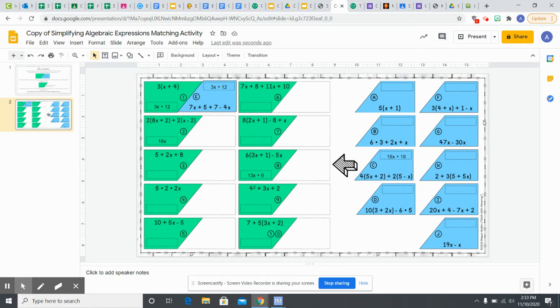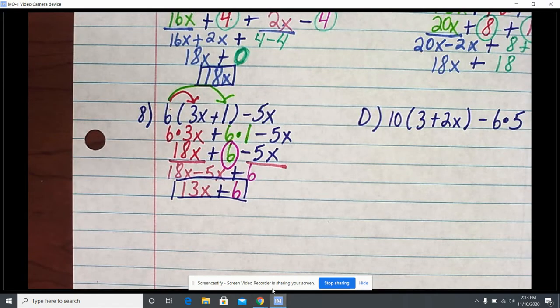So let's do another blue one. Let's do D. Okay, so get that written out real quick. In parentheses, 3 plus 2x minus 6 times 5. Okay, let's head on over to the camera.